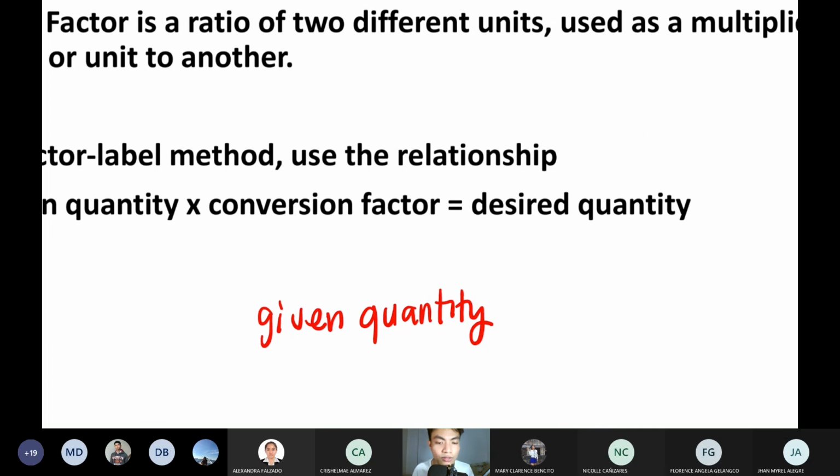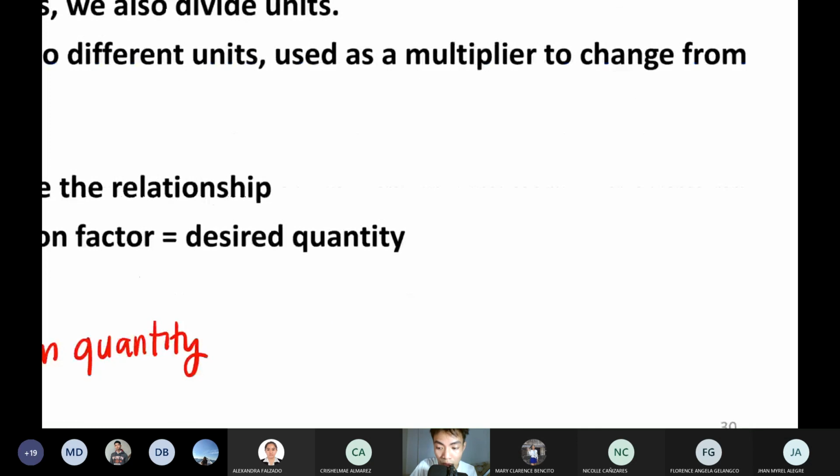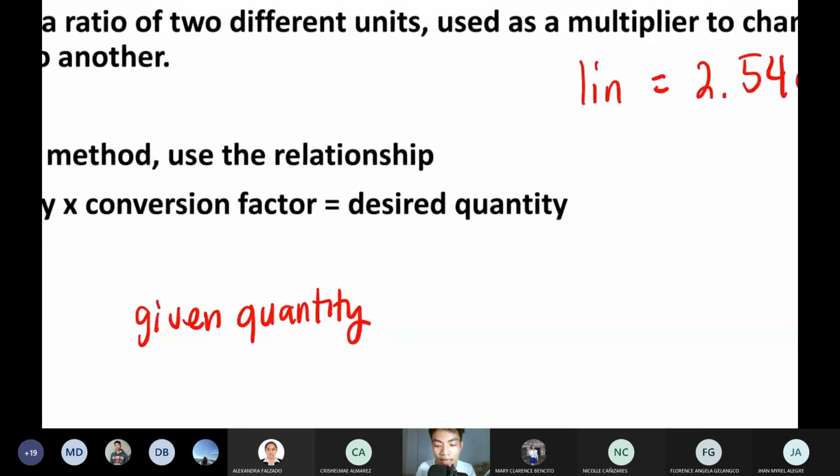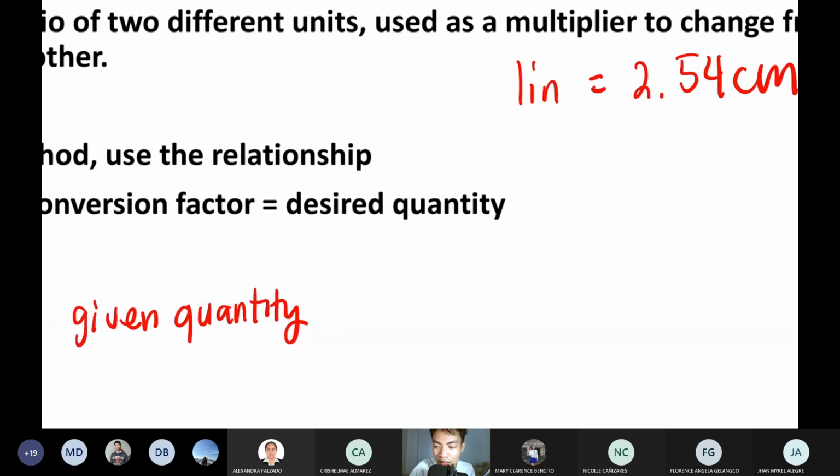Ano ba yung mga conversion factor? Bigyan ko kayo example. 1 inch equals 2.54 cm. Okay? So yan ay conversion factor. It tells us kung ano yung equivalence ng inches sa centimeter. Okay? So yan yung conversion factor. Ang question dyan, paano ko po siya ilalagay sa equation? Okay. Suppose your given quantity is in centimeters. Kunwari, centimeter yung given quantity nyo.